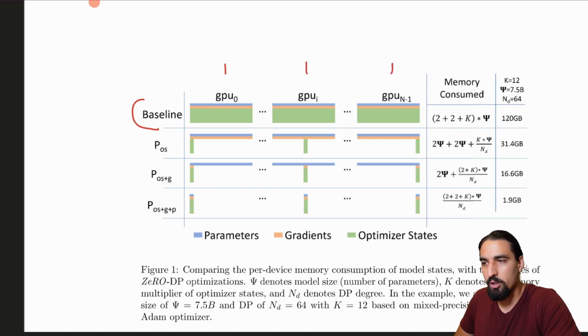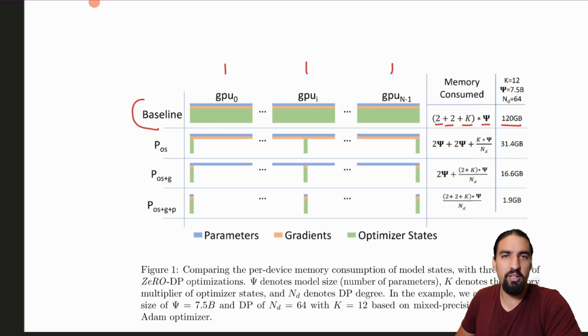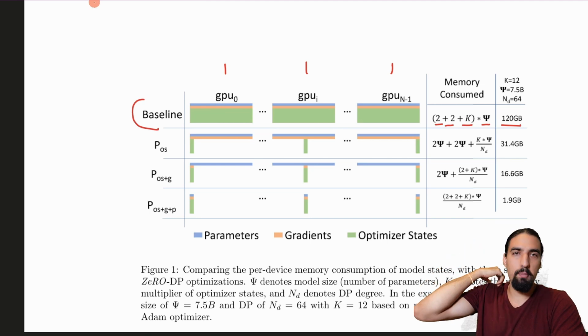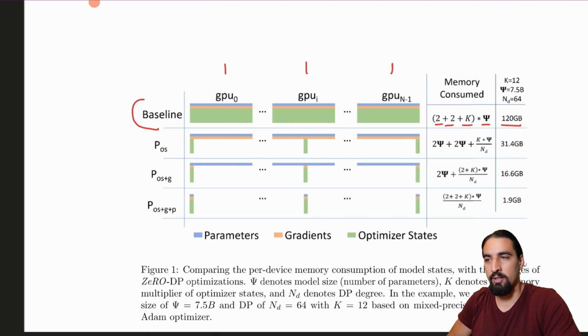You can see that the memory consumed is 2 plus 2 plus K times psi. I'm going to explain what these are in a second. And for, I think they're using some GPT model here, they show that you need 120 gigabytes of memory per device. That's huge. So psi is the number of parameters. I think it's 1.5 billion in this particular example. They're using the GPT-2 model.